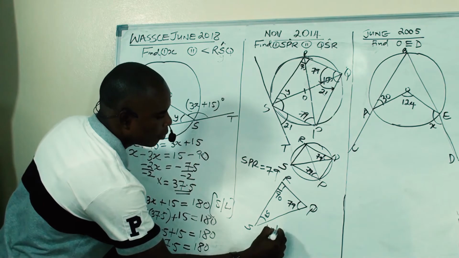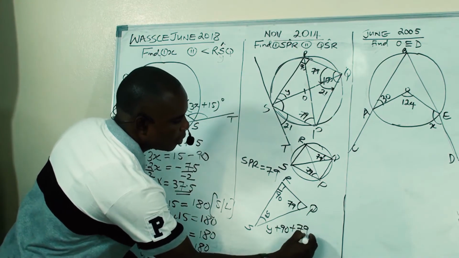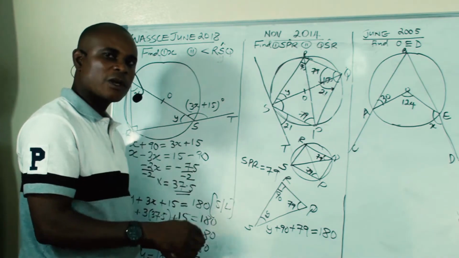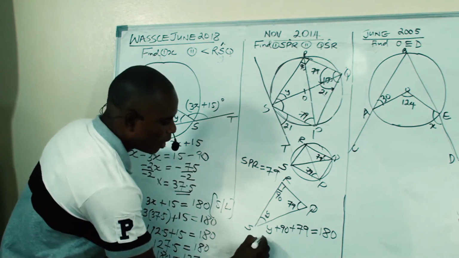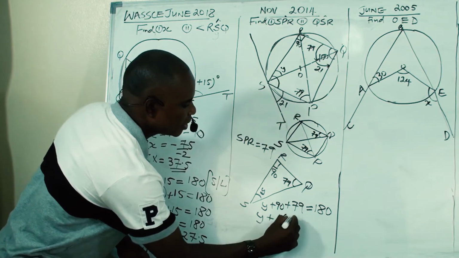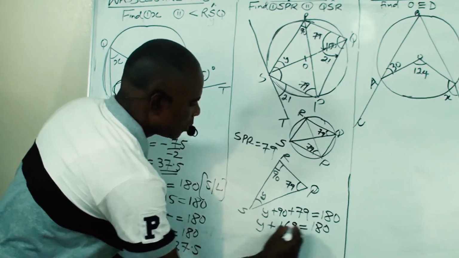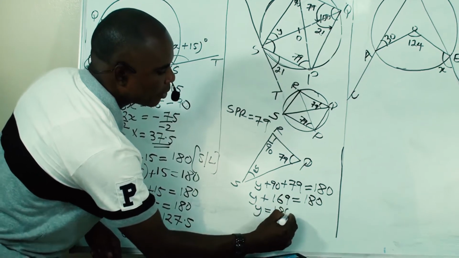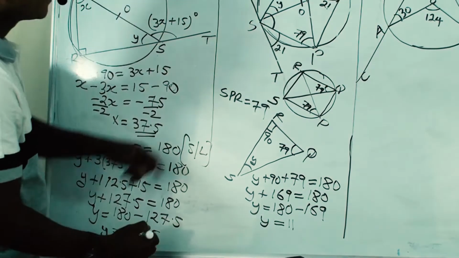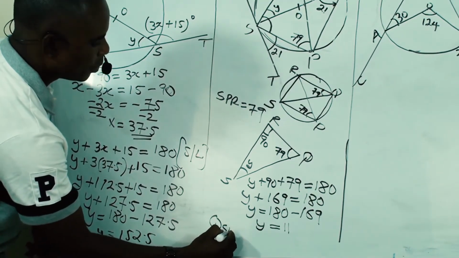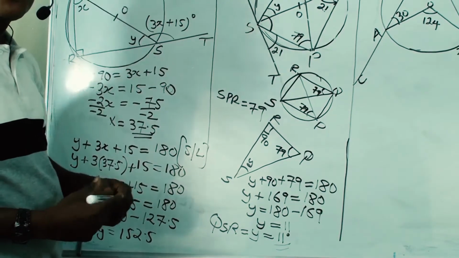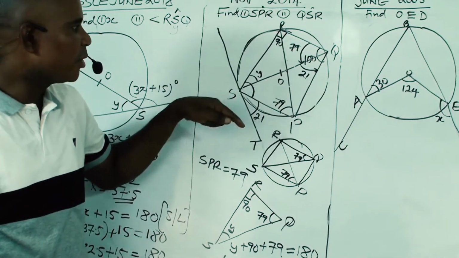So I have Y plus 90 plus 79 must be equal to 180. Angles in a triangle must sum up to 180. You know that already. So now we have Y plus, if I add this together, I'll have something like 169 equals 180. If I do 180 minus 169, you'll be left with 11. So that Y, QSR, is equal to 11 degrees. You must be able to figure that out. So that is 2014 November. Watch out how I did it.